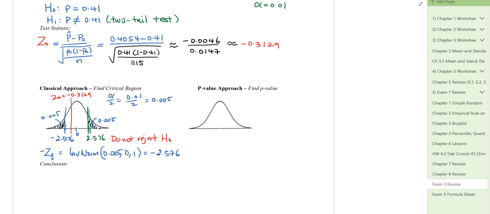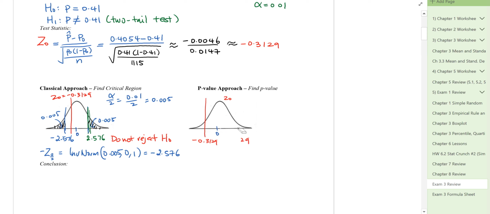If I want to do the p-value approach, again, I'm going to draw my graph using the test statistic, my Z naught. Now, Z naught here is equal to negative 0.3129. P-value is equal to the area on the left tail and the area on the right tail, both tails, right? So the negative should be the one on the left. Make sure it's correct. So negative 0.3129. By symmetry, I can get to the one on the right, because this is a two-tail test.